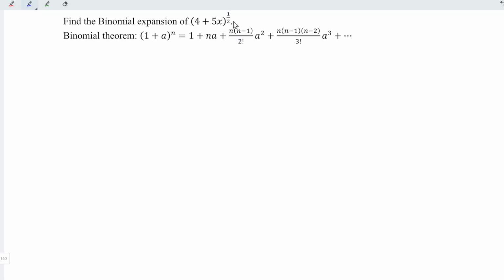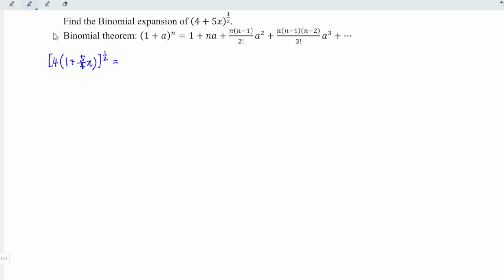Today, I would like to show you how to expand the function by using the binomial theorem. As we compare to the formula, the first term must be equal to 1, but what we have here is 4. So in other words, we should first factorize 4. If we factorize 4, we should be left with 1 for the first term and 5 over 4x for the second term, and the whole thing to the power of 1 over 2.